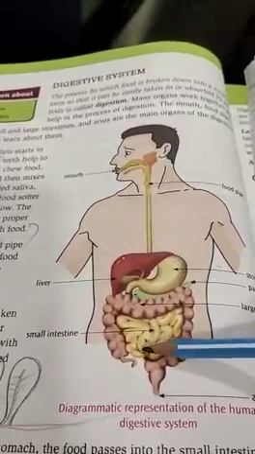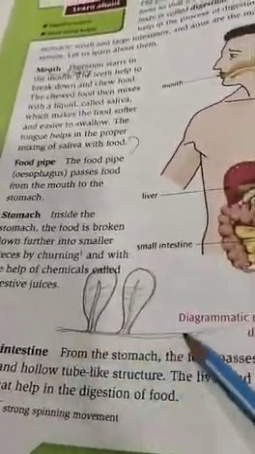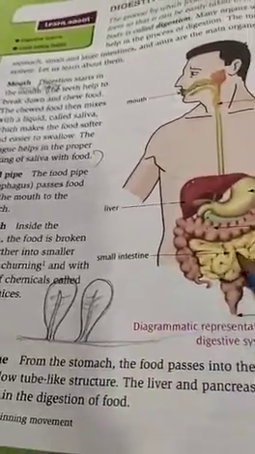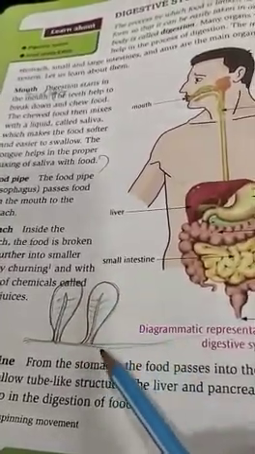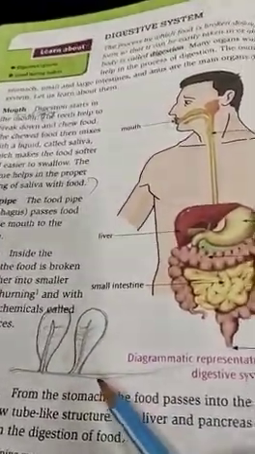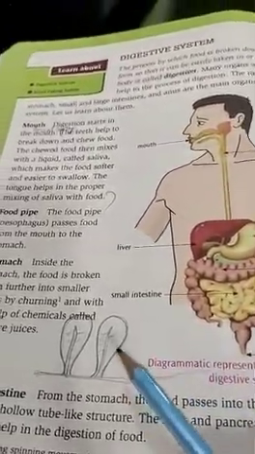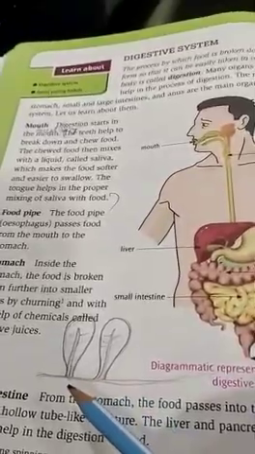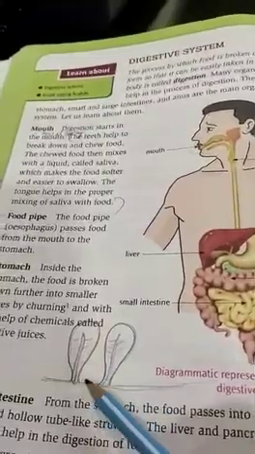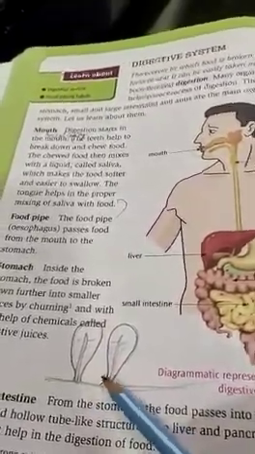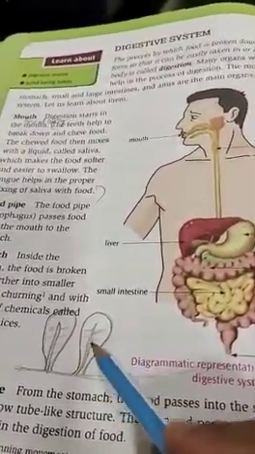The inner surface of the small intestine has finger-like projections. You can see the small intestine has finger-like projections. These are present in numerous amounts in the small intestine. Now, these finger-like projections are called villi. The villi have an extensive network of blood vessels. You can see these are the blood vessels.